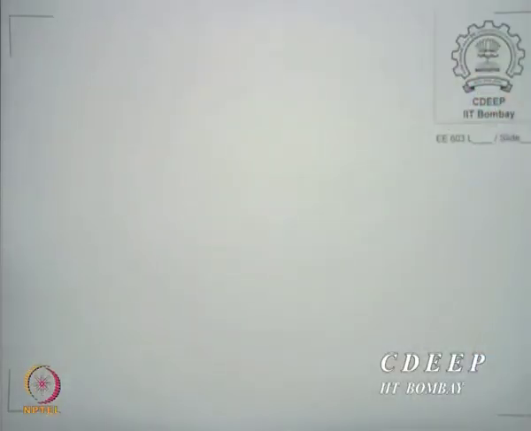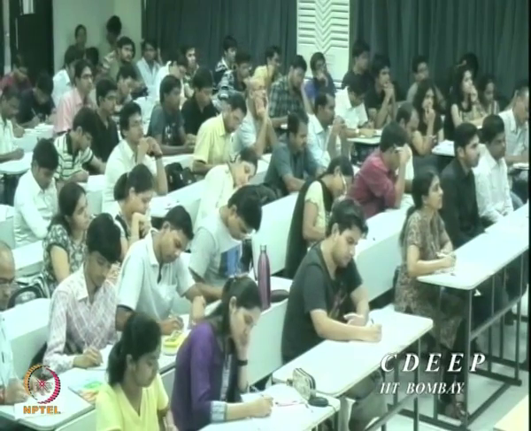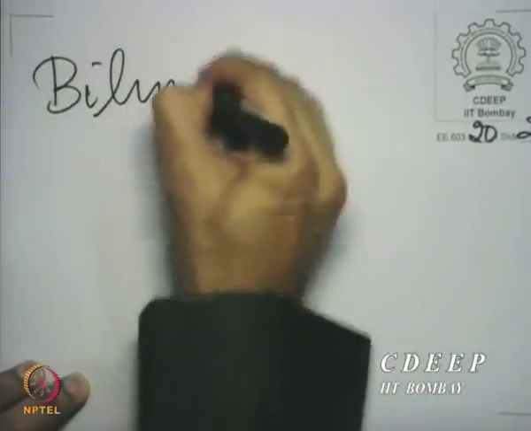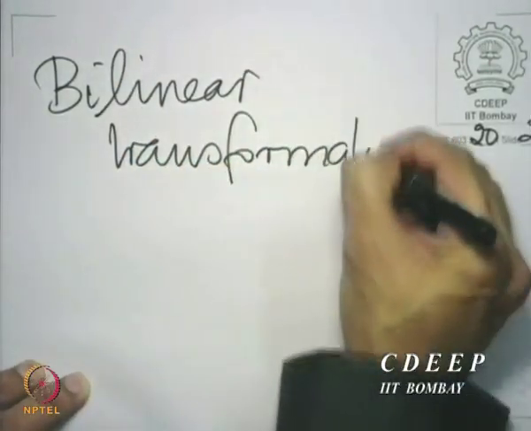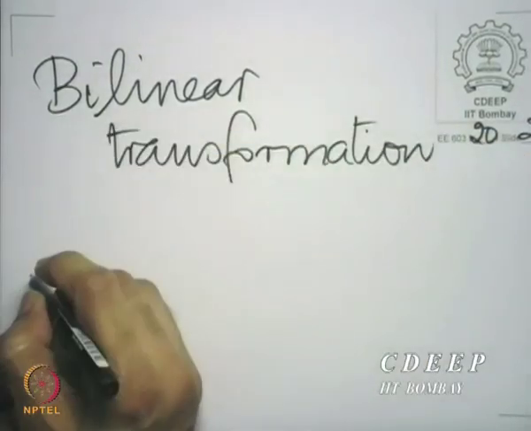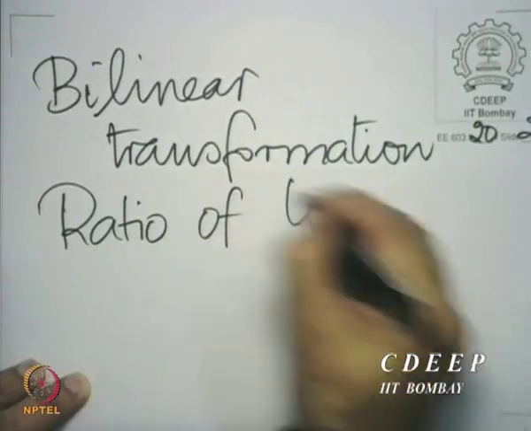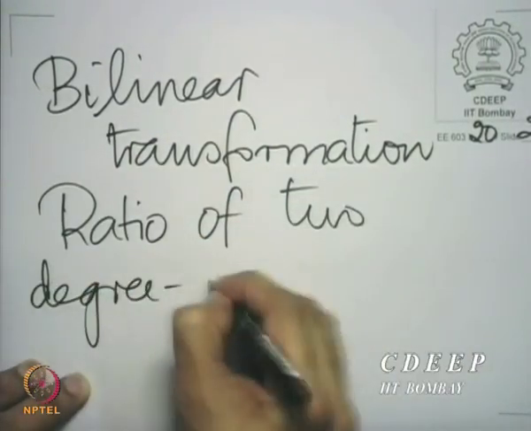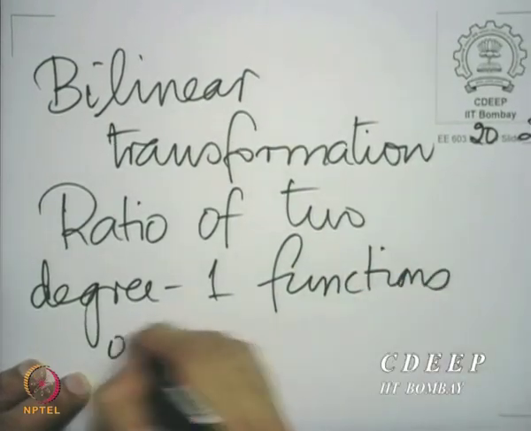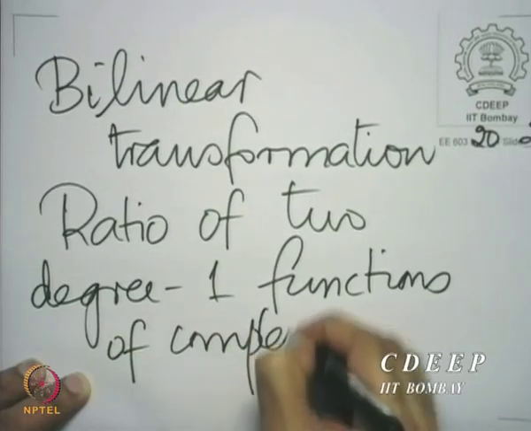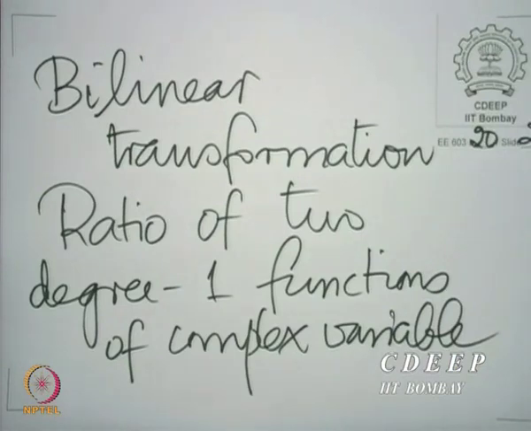Now, this transformation which we have now so satisfactorily constructed is called a bilinear transformation. It is called bilinear because it is a ratio of two degree 1 functions of the complex variable. This is an example of a bilinear transformation.